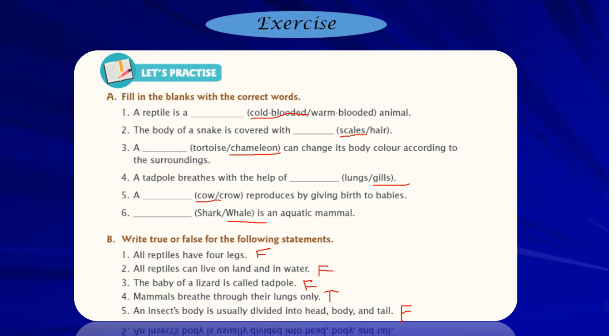Cow or crow? It's cow. Crow lays eggs. Dash is an aquatic mammal. It's not an animal they're asking, mammals. So be very cautious in answering. So it's shark or whale. Both are aquatic animals, but the aquatic mammal is whale.